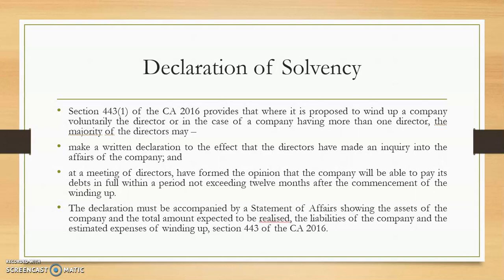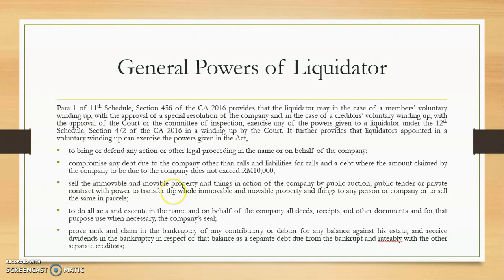And then last but not least, the general powers of a liquidator. What are the general powers? They can bring or defend actions or legal proceedings in the name or on behalf of the company, compromise any debts and dues, sell immovable and movable property, and do all acts to execute on behalf of the company. And then proof and rank claims. So proof and ranking here determines who should be in the ranking for the payment of the debts. And what's the other one?